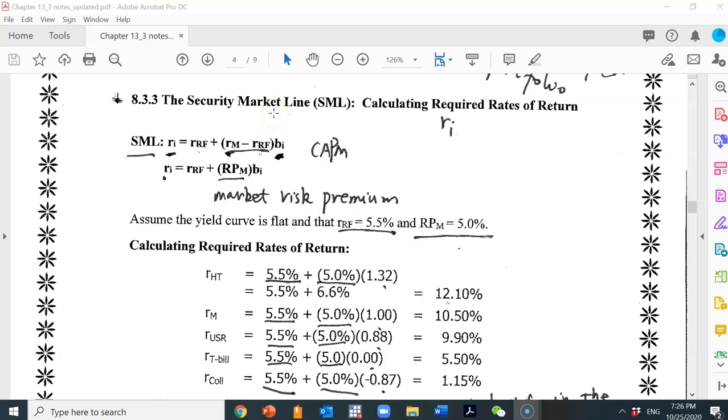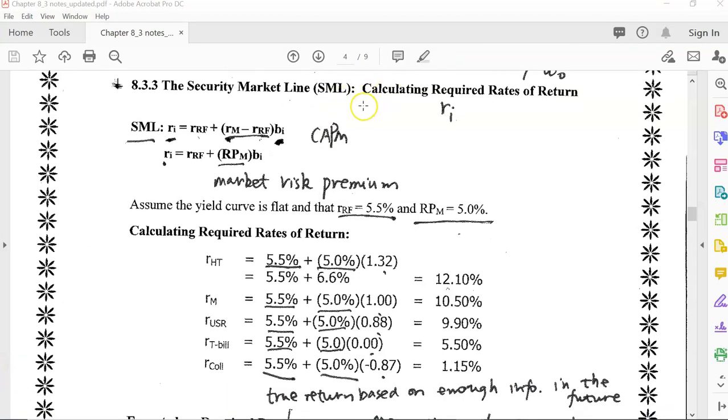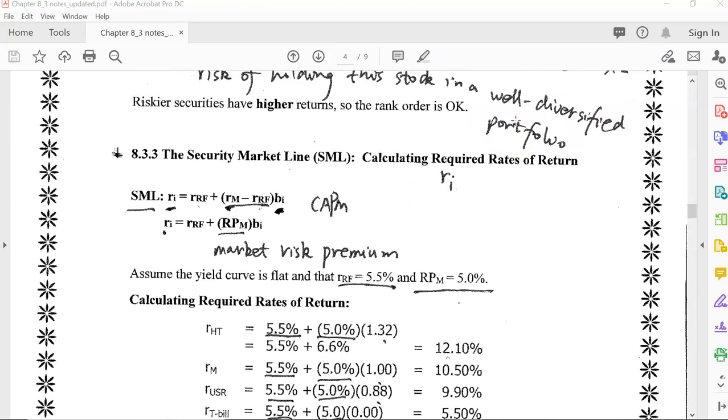Hi class, this is the third video for chapter 13, class 3. In this video, we're going to talk about the security market line, SML, and use it to calculate required rates of return of the stock, Ri.